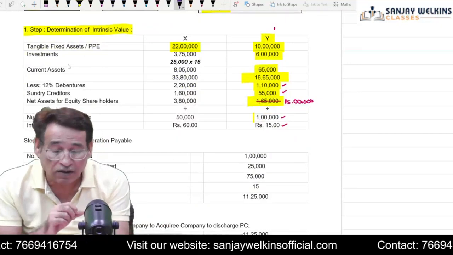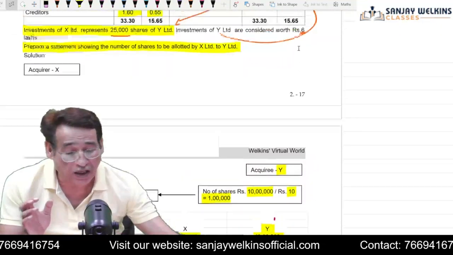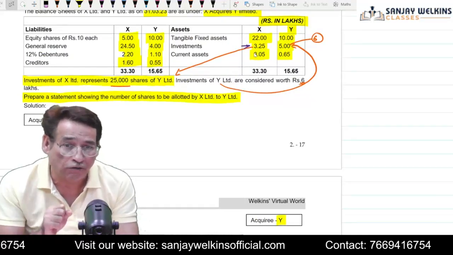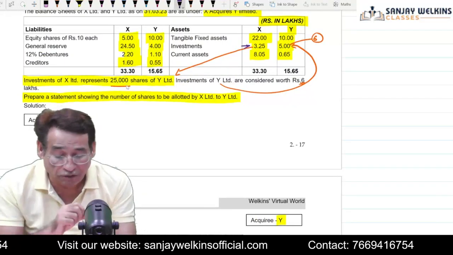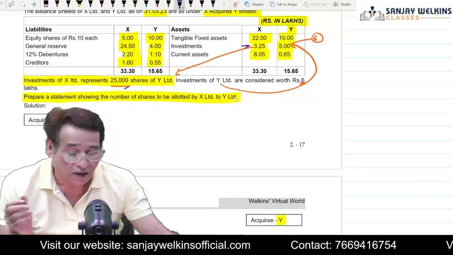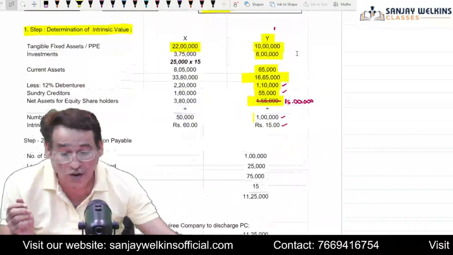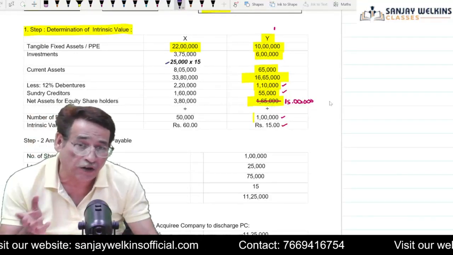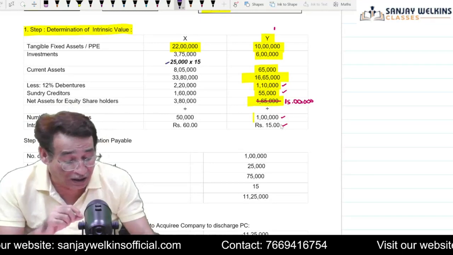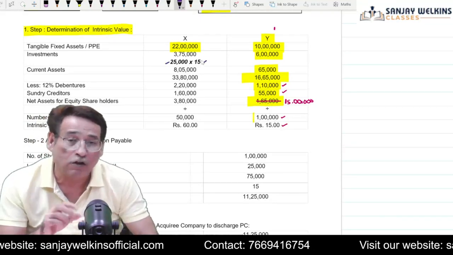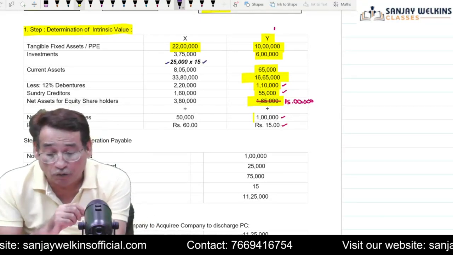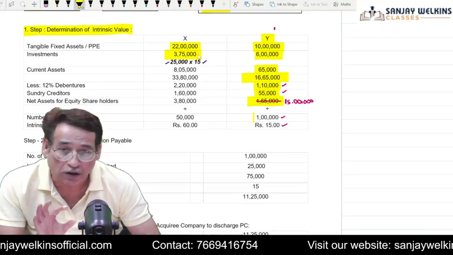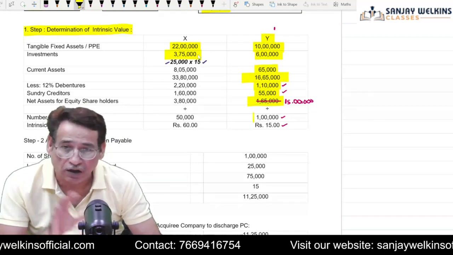It is given to us that investment which we have made, meaning the acquired company, 3,25,000 is the cost of the investment. We have purchased 25,000 shares of Y Limited. So what I will do here, in order to know the present value of my investment, I know that I have made investment in 25,000 shares of Y Limited, and now we have computed the intrinsic value of Y Limited, that is 15. So worth of investment is 3,75,000. This is the most important area which you need to take care of. Is it clear to you?